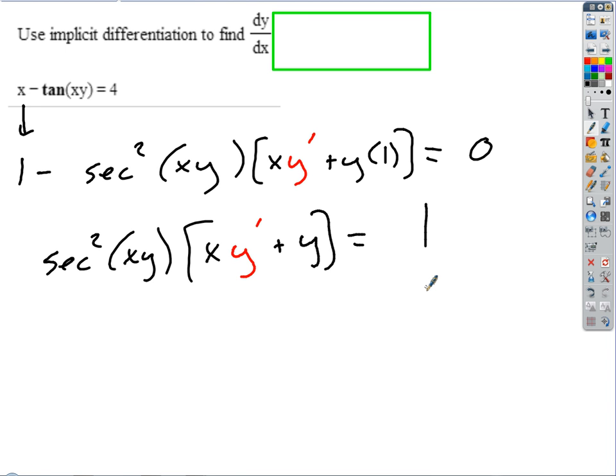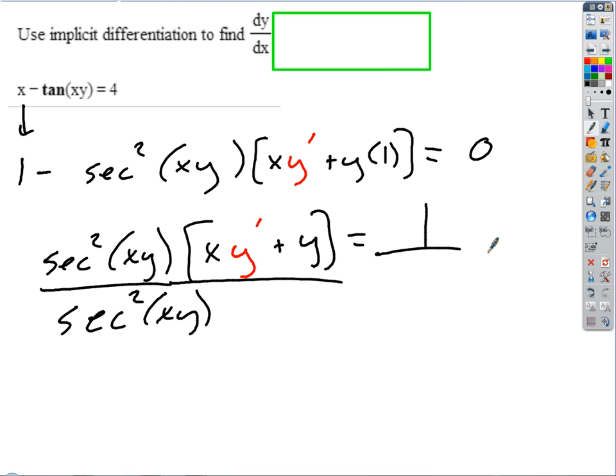So what we did is we just added this whole big term to this side, and then just flipped them to put it conveniently on the left. We have sort of a bias. It's nice to have the variables on the left, but it's not a big deal. It's really not. So we'll divide both sides through by secant squared xy. So those factors cancel, right?